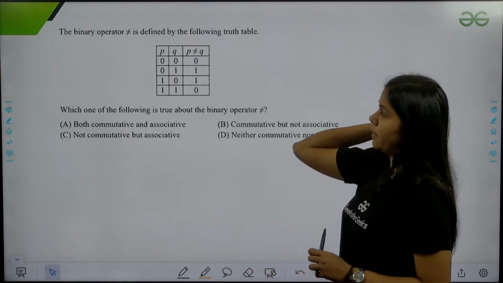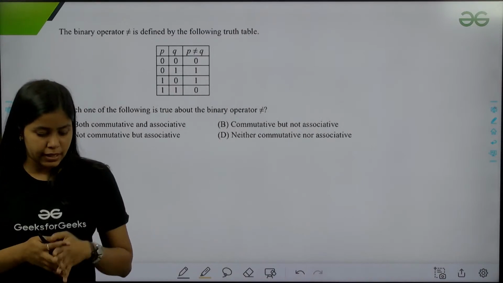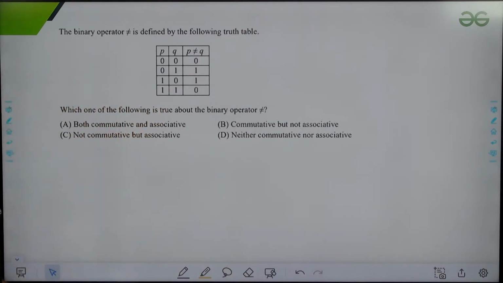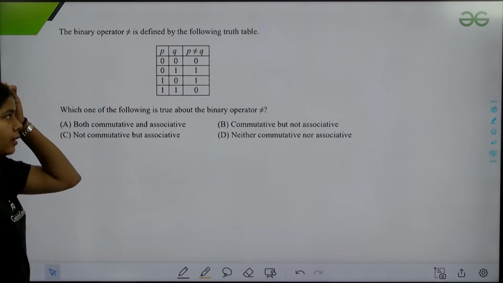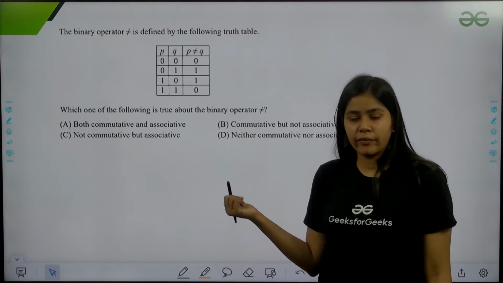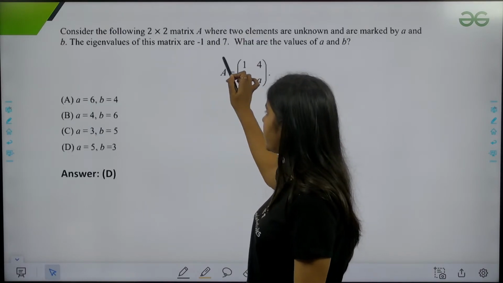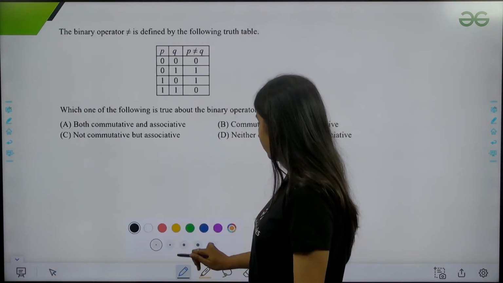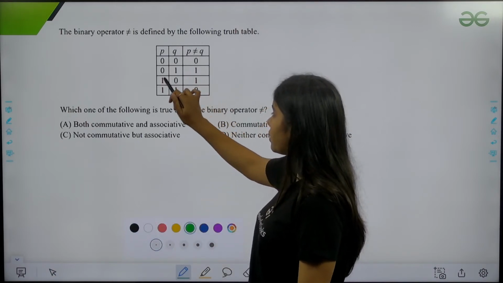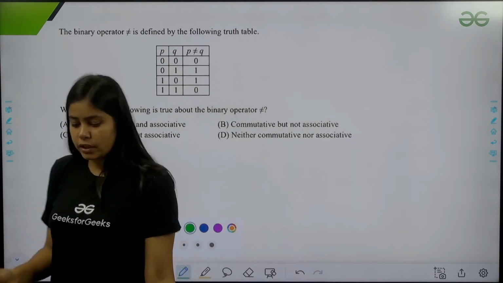Yeah, this is my second last question, right? So we have covered all questions from engineering mathematics and discrete mathematics. The question says the binary operator is defined by the following truth table. This is a question from propositions, from connectives, right? Here we have been given different types of connectives. If you see, 0 and 0 not equals to 0 will give me 0, 0 not equals to 1 gives me 1, 1 not equals to 0 gives 1, 1 not equals to 1 gives me 0. Now they ask whether this binary operation is commutative or associative.